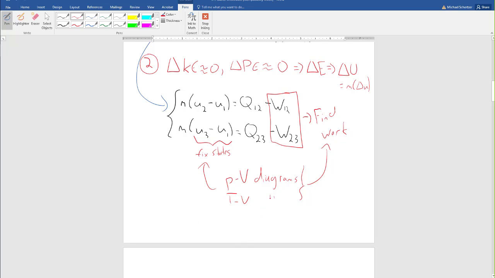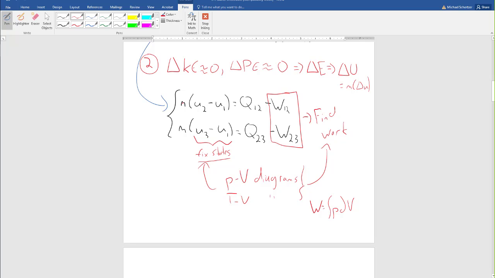So drawing the PV diagrams will help me see the shape, because remember, we know that work is the integral of P dV, which is the area under the PV curve. And drawing these diagrams out will help me figure out which phase I'm in, which will hopefully help me figure out which table I'm supposed to use.